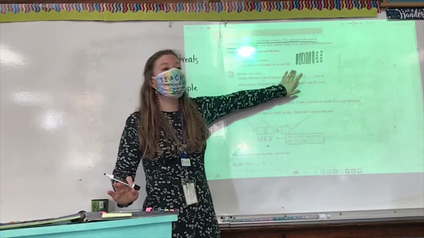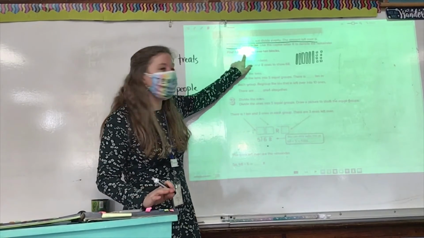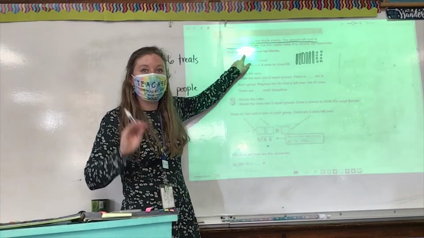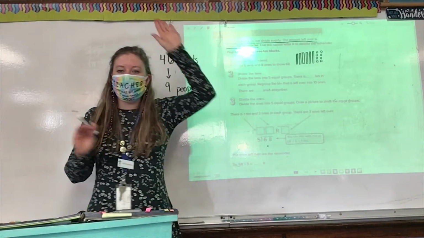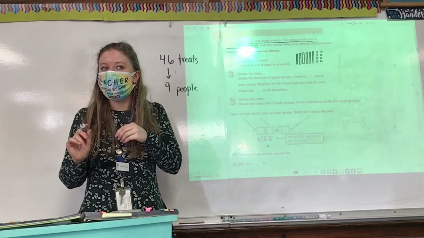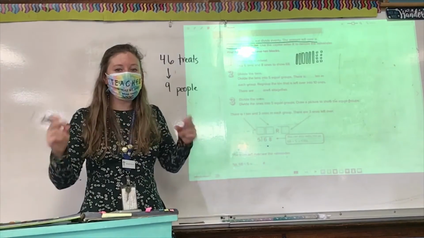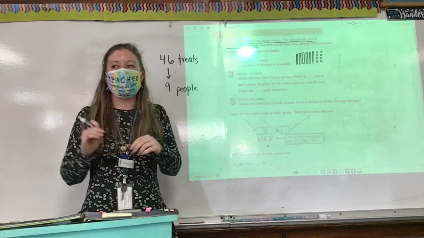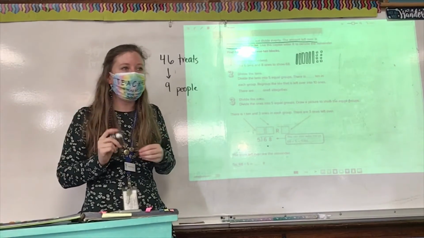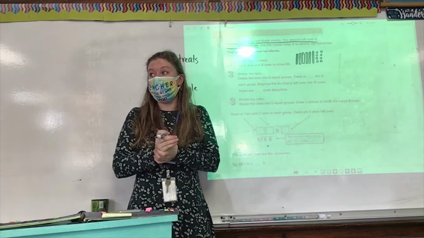So we've modeled our dividend. Now we need to model our divisor. Remember, our divisor shows the number of groups. So our divisor is 5. How many groups will we have? Class? Come on, guys. I said class. Our divisor is 5. That means how many groups will we have? 5. I literally just said the words.